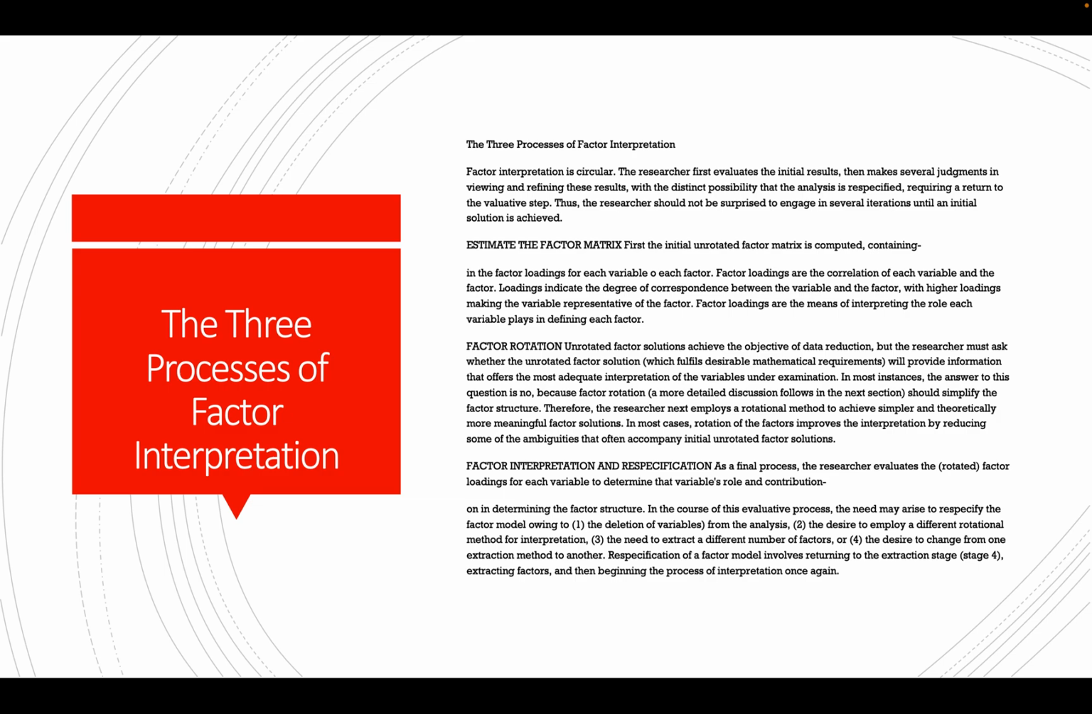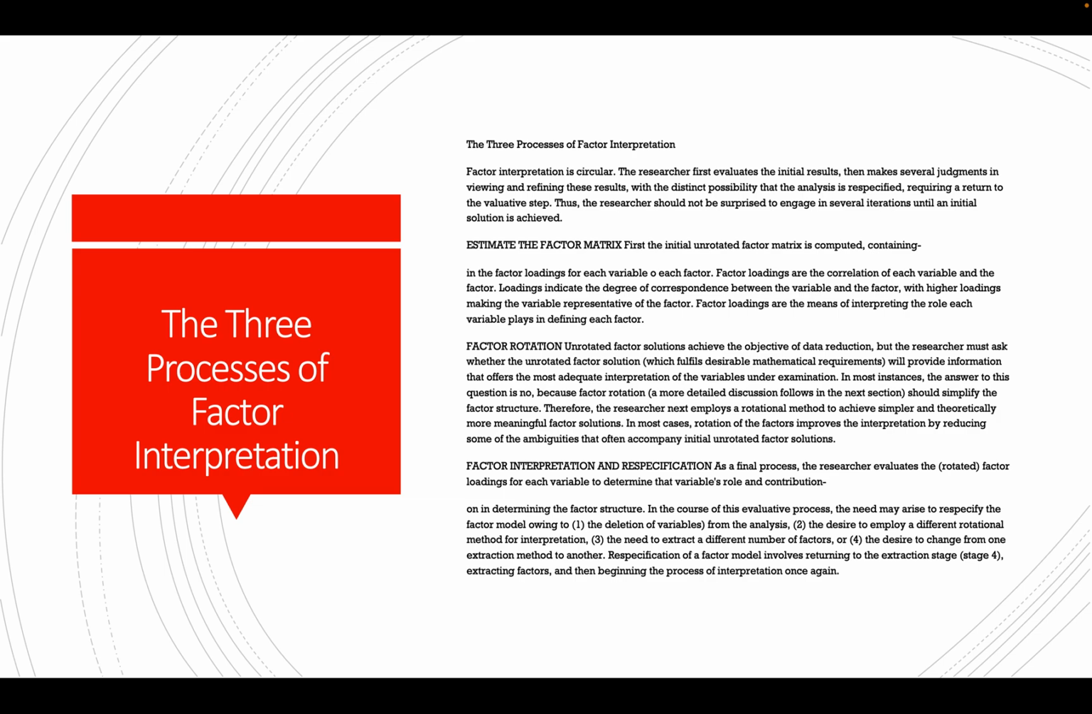Estimate the factor matrix. First, the initial unrotated factor matrix is computed, containing the factor loadings for each variable. Factor loadings are the correlation of each variable and the factor. Loadings indicate the degree of correspondence between the variable and the factor, with higher loadings making the variable more representative of the factor. Factor loadings are the means of interpreting the role each variable plays in defining each factor.